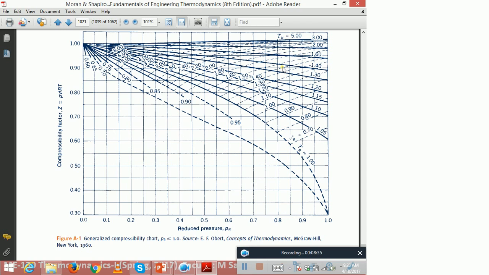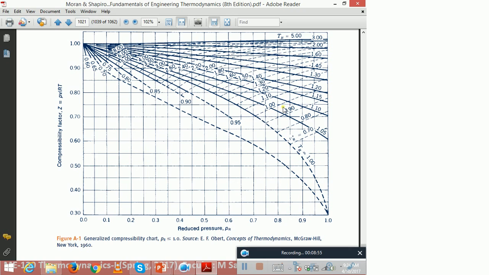Now, in some cases, as far as the numerical problems are concerned, you may be given the value of Z, and you also may be given the value of PR, let's say, and you may be asked to find out TR. So at least two properties should be there to find out the third one.